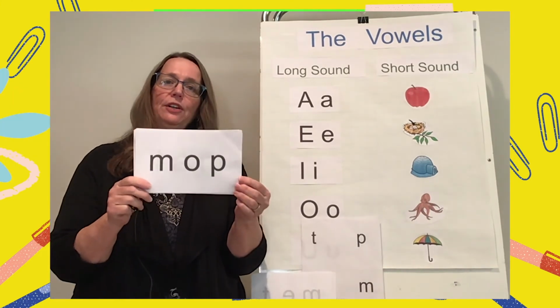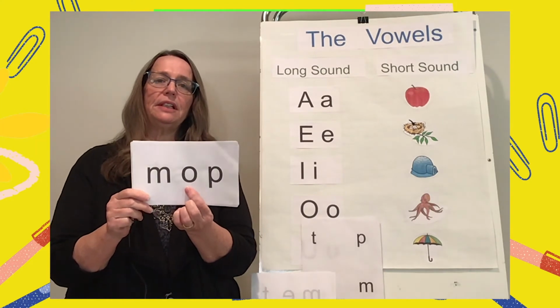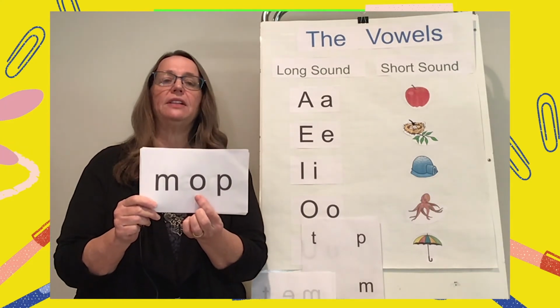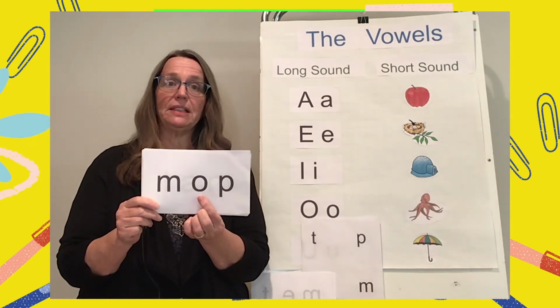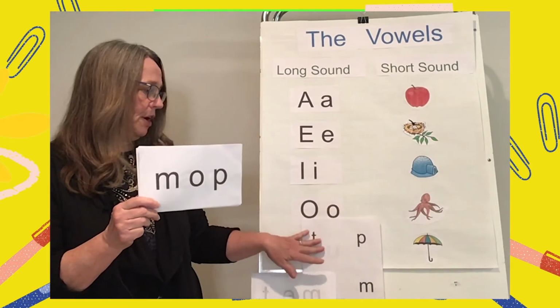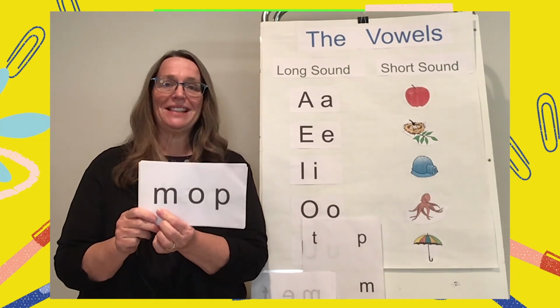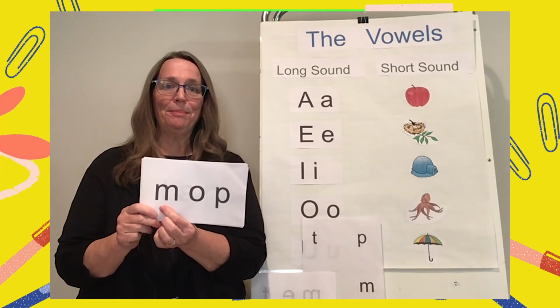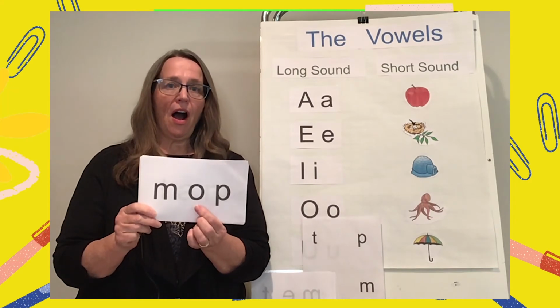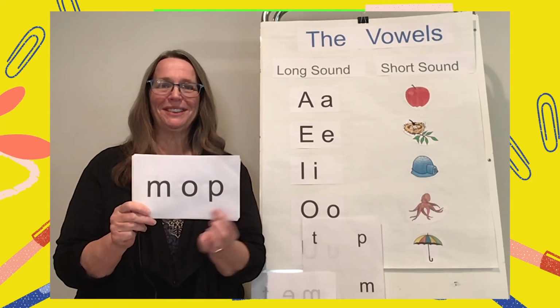Now we're looking at a new word. We want to look at that middle sound. Make sure we know the short vowel sound is ah, because this letter is alone. Ah for O. And we're going to segment out these sounds. Ah, p. Your turn.